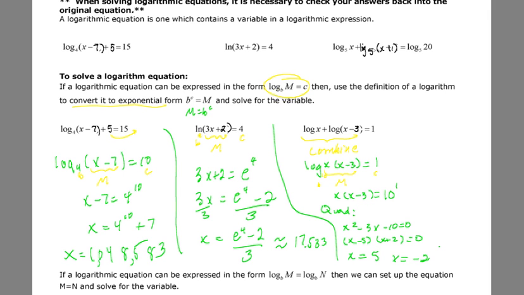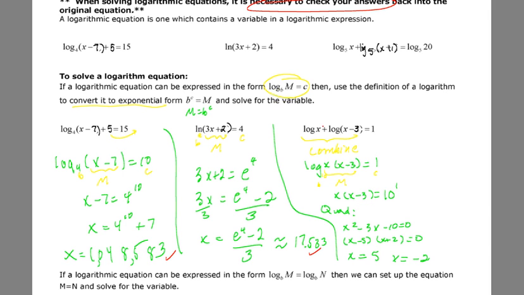Now, at the beginning, I said we've got to watch out. When solving logarithm equations, it's necessary to check your answers back into the original. The reason we want to do that is we want to make sure we don't end up taking the log of a negative number. And if I put this 1 million in place for x, I don't end up taking the log of a negative number. It checks. If I put 17.533 right here for x, I end up taking the log of a positive number. I'm okay.